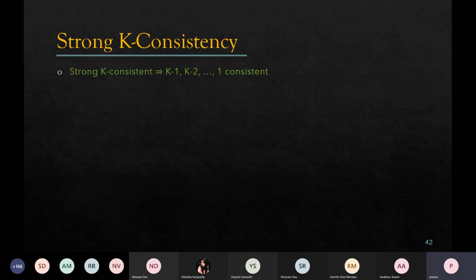Now, we define something called strong k-consistency. And what do we mean by that? If our CSP is k-consistent, k minus 1 consistent, k minus 2 consistent, and so on up to 1-consistent, so that in all the levels of variables it is consistent, then we say we have strong consistency in our CSP. And what good will that do for us? We can claim that if we have strong consistency in our CSP, we can have a solution without doing any backtracking.